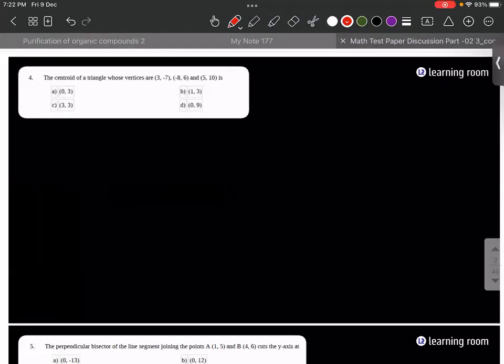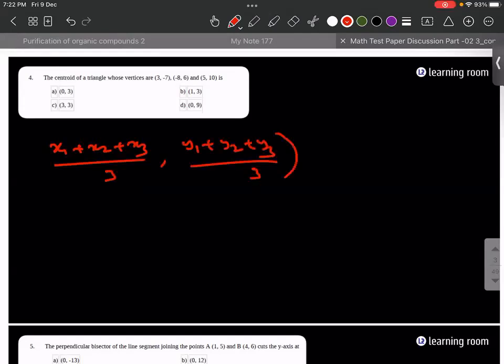So the centroid of a triangle, actually centroid you don't have, no? Yeah, sir, it's deleted. But see, if at all it comes to the exam, it's not a big deal. Just add all the x coordinates and divide by 3, and add the y coordinates and divide by 3. So the answer will be (0, 3).